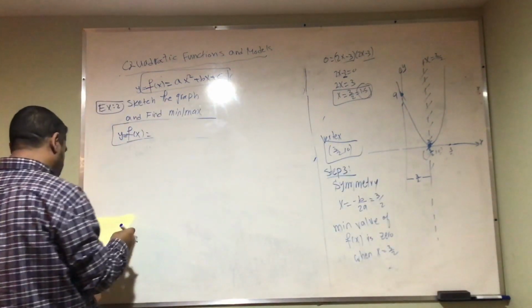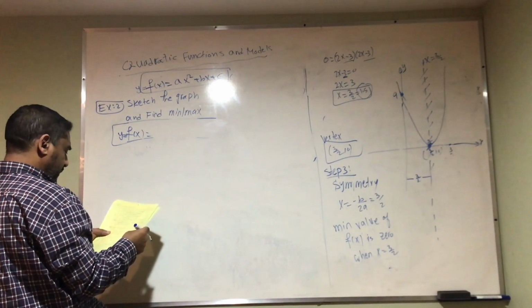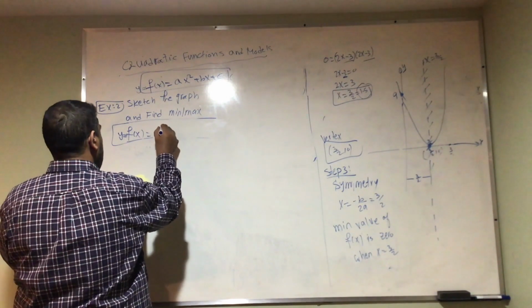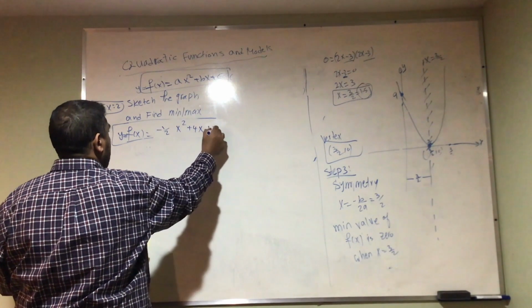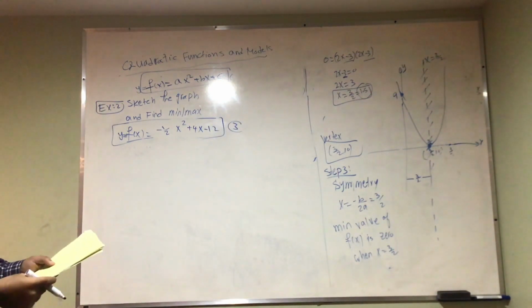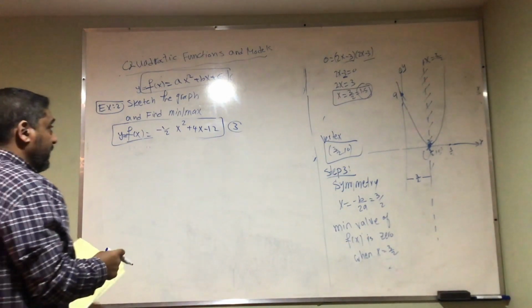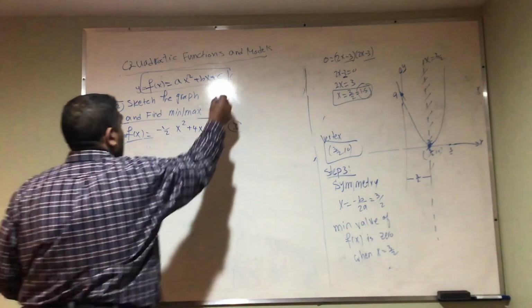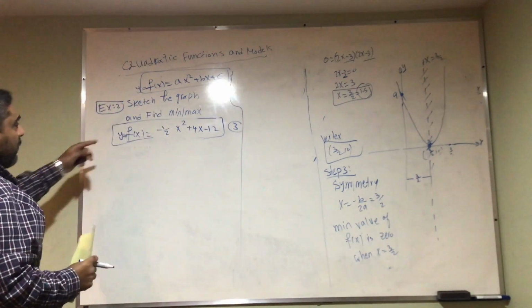So what is the f of x here? You have minus 1 over 2 x squared plus 4x minus 12. Let me call this equation number 3, guys. All right? So that is the one here I have like this. I'm dividing the board. So minus 1 over 2.